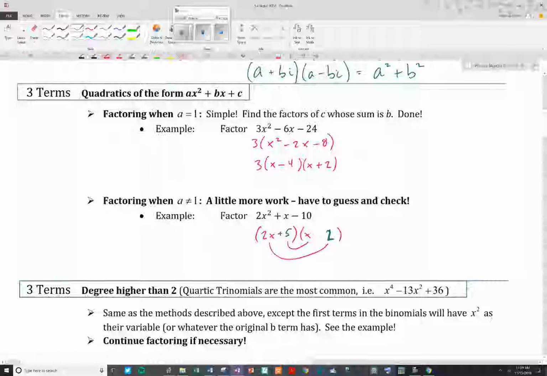We have 5x and -4x. So that's going to be our final form here. I'm just going to write this a little bit nicer.